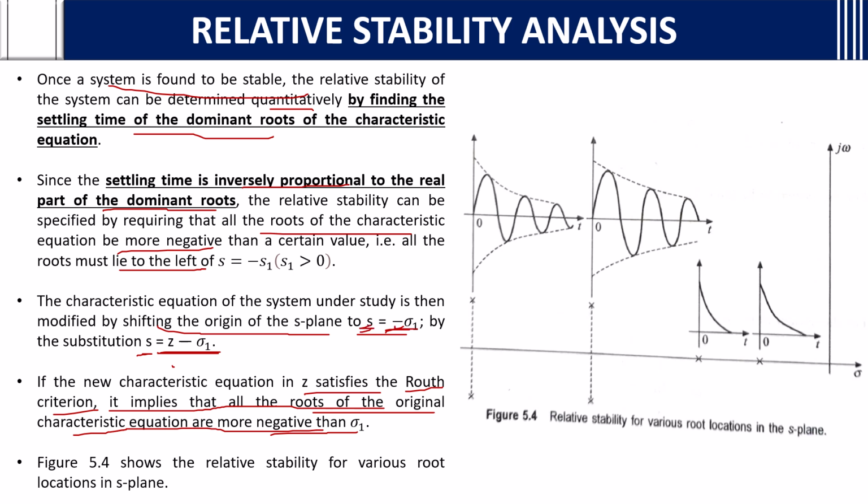This shows the relative stability for various root locations in the s-plane. These are the relative stability for various root locations. If you see some different root locations, how the s-plane looks, and those points are mapped into the z-plane. And this is also one more which is shown. j omega means the imaginary axis. Sigma is the real axis, the sigma plane.